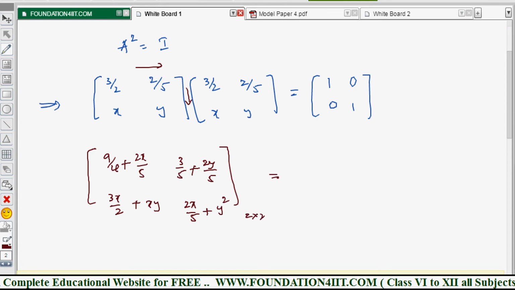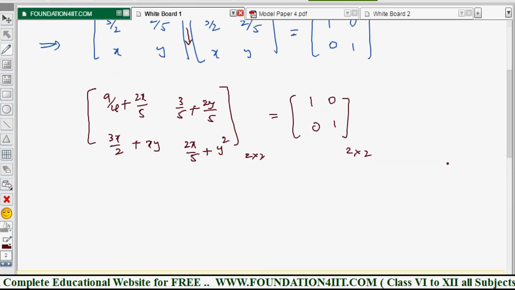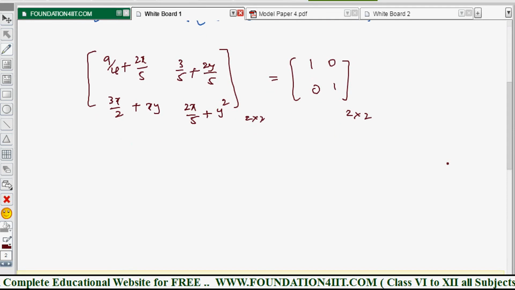This is 2 rows 2 columns, that's why the identity matrix is also 1 0 0 1, which is 2 by 2. Whenever two matrices are of the same order and equal, you can equate the corresponding elements. Corresponding elements means first row first column of one matrix equals first row first column of the other, which should be equal to 1. Similarly the second element equals the second place. So applying corresponding elements, you will get 9 by 4 plus 2x by 5 equals 1. Here x is there, so you can solve using this.